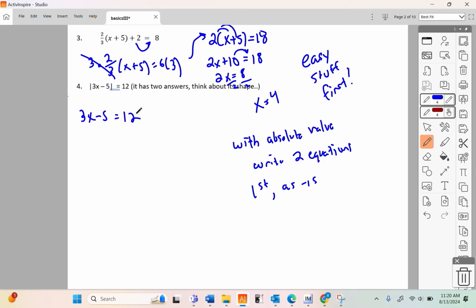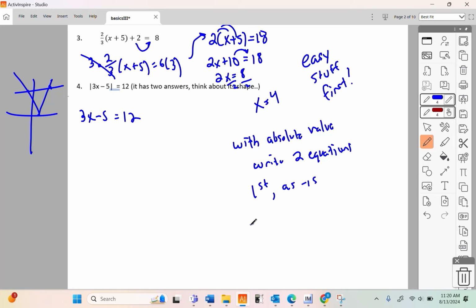Notice I talk about it having 2 answers because I think about its shape. It's because it does. This is 12, horizontal line. 3x minus 5 is going to be to the right just a little bit. And it's going to look something like this. It has 2 answers. But it's about the intersection of 2 points here. So we have 2 answers. That's what I'm saying. Think about shape. It's a V. It could have 2 answers, 1 answer, no answer.